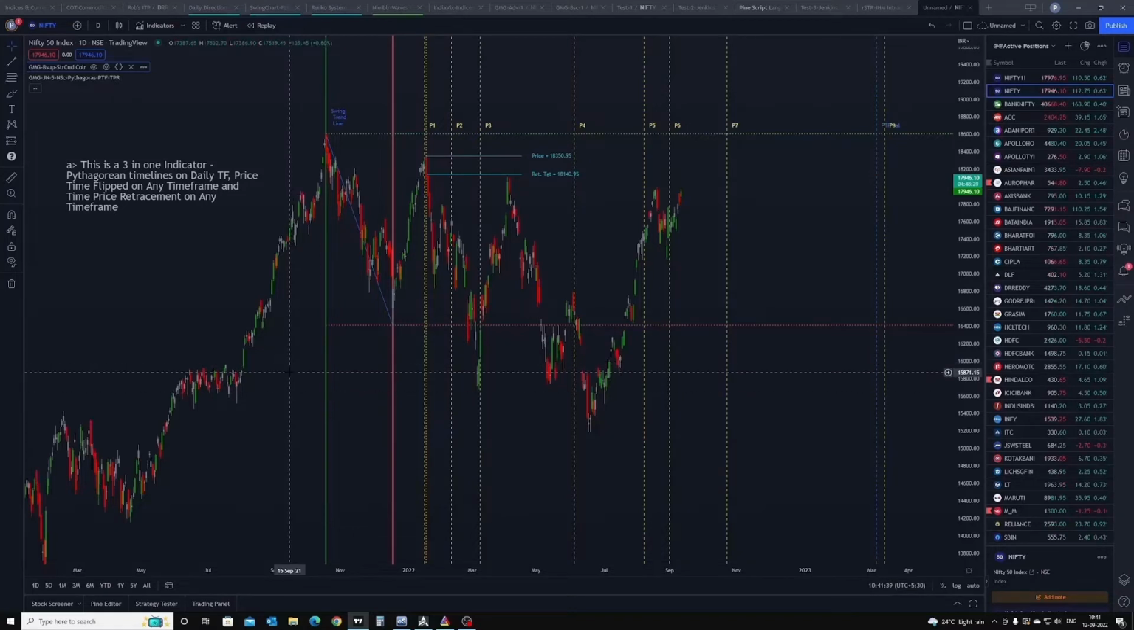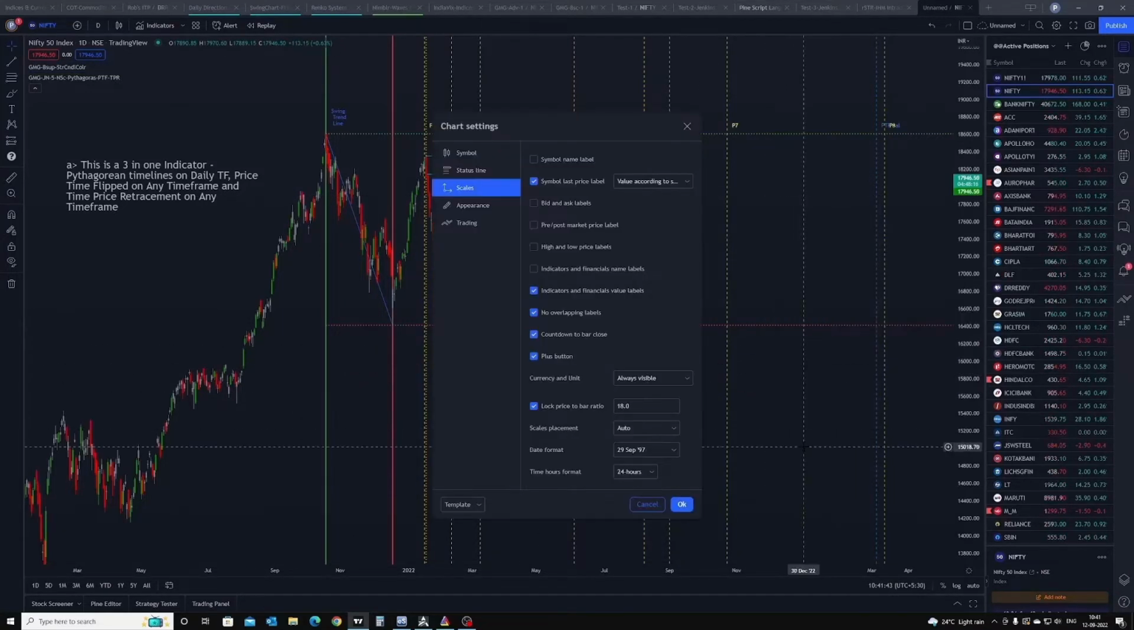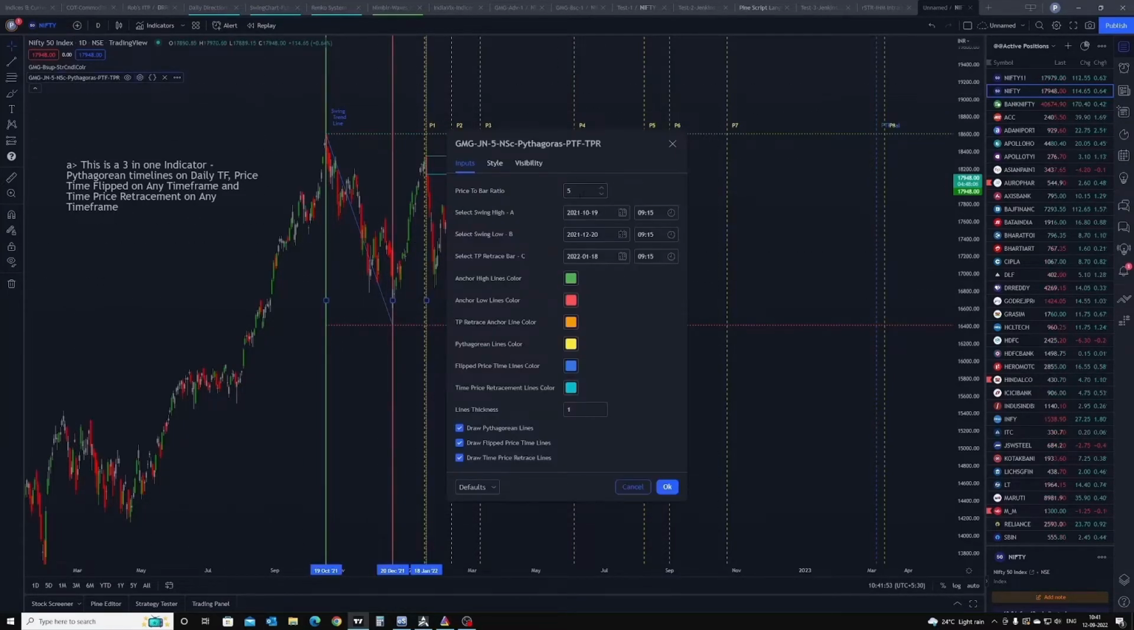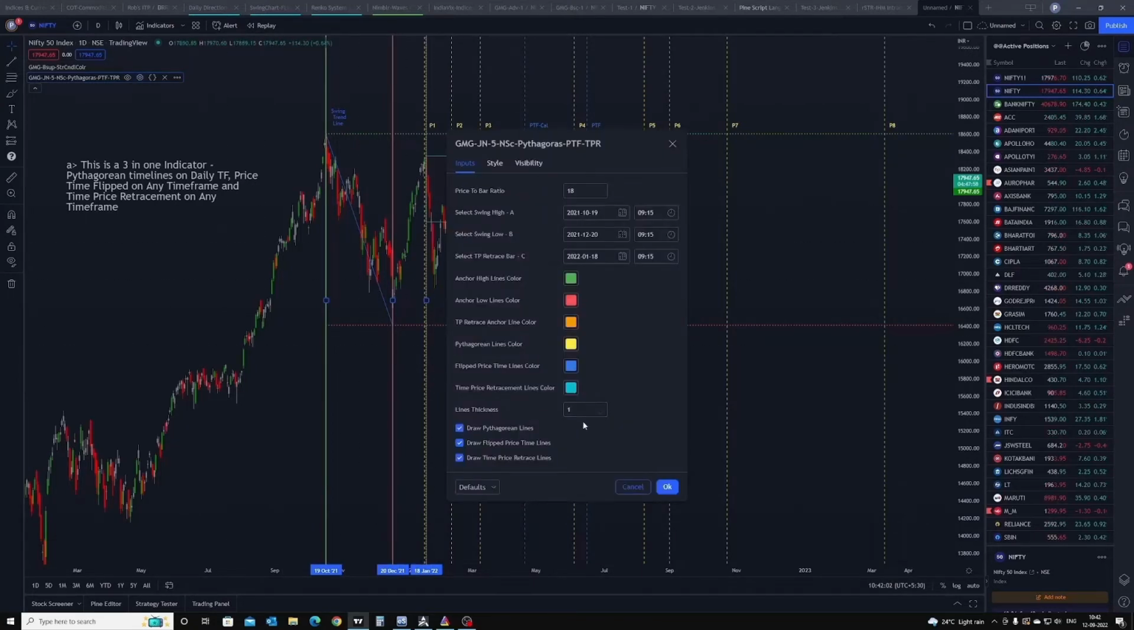So now coming to this indicator, first we'll set the price to bar ratio. Price to bar ratio is already logged here as 18. Now I'll put this value over here, 18 over here. Now we are all set to go. So I'll come to the settings of the indicator.